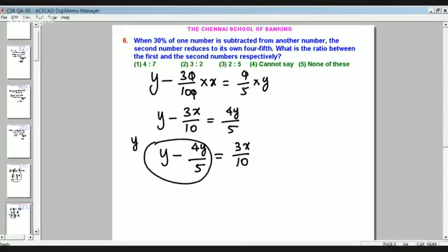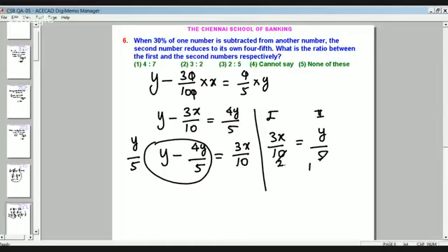Now subtract. Y/5. But the question is the ratio between first and second number. Now exchange. First number 3x/10, second number y/5. So x/y equals 2/3. 2/3 means 2:3.